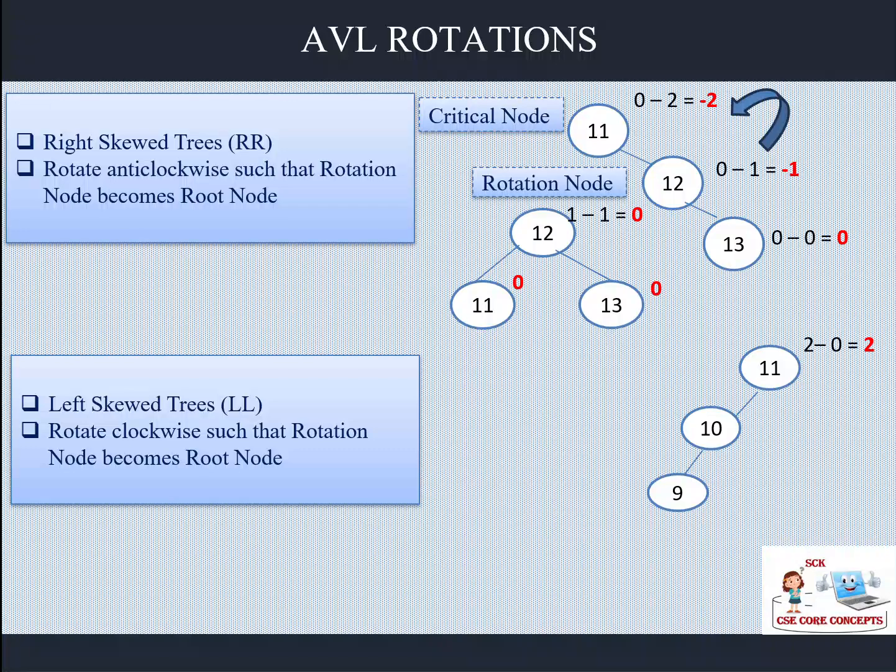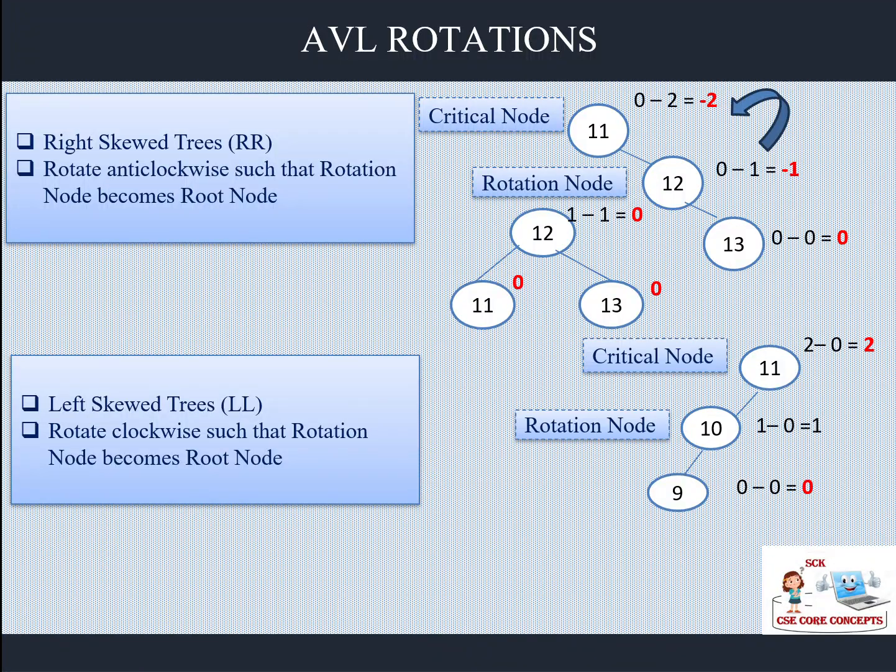So here in this case again, first we are going to compute the balancing factor of each of them. For 11 it is 2, so that is a critical node. For 10 it is 1, and for 9 it is 0. So who becomes our critical node here? 11 becomes the critical node and 10 is the rotation node.